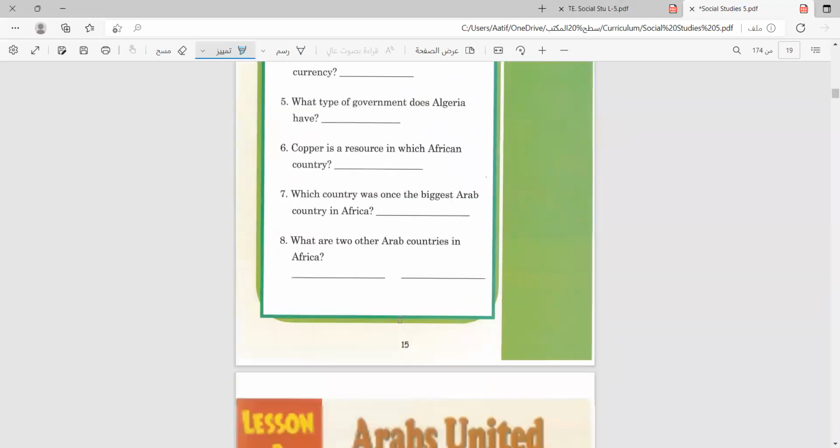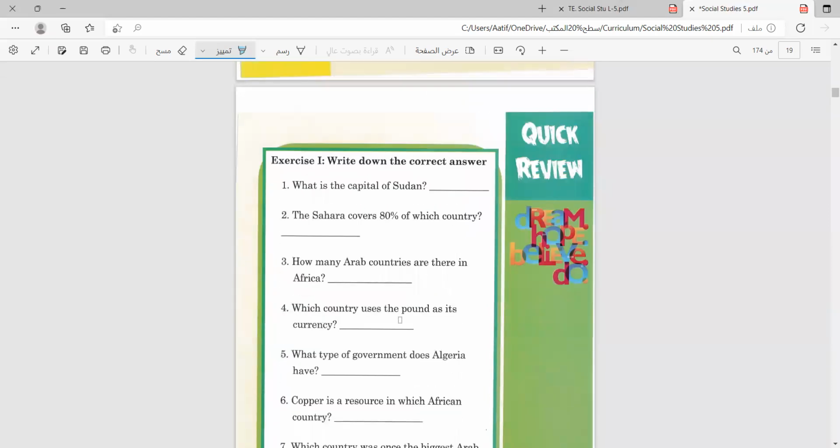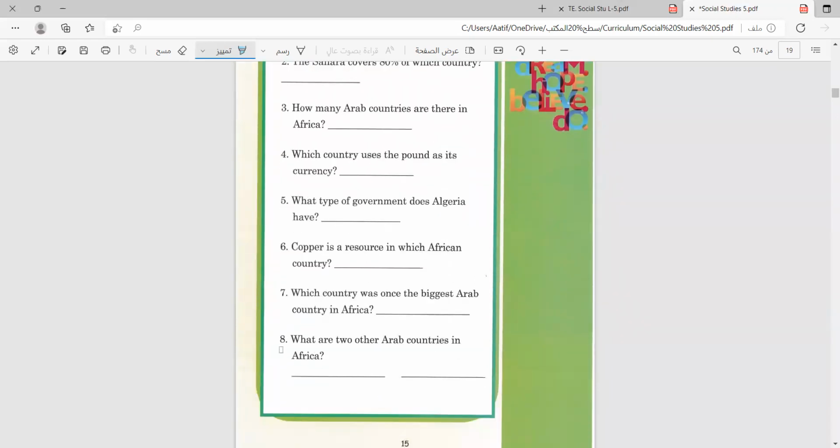This page, guys, page 15 is a homework, exercise 1. Write down the correct answer. So here we have questions and we need to answer them. What is the capital of Sudan? Khartoum. Correct. So we have to write it there.